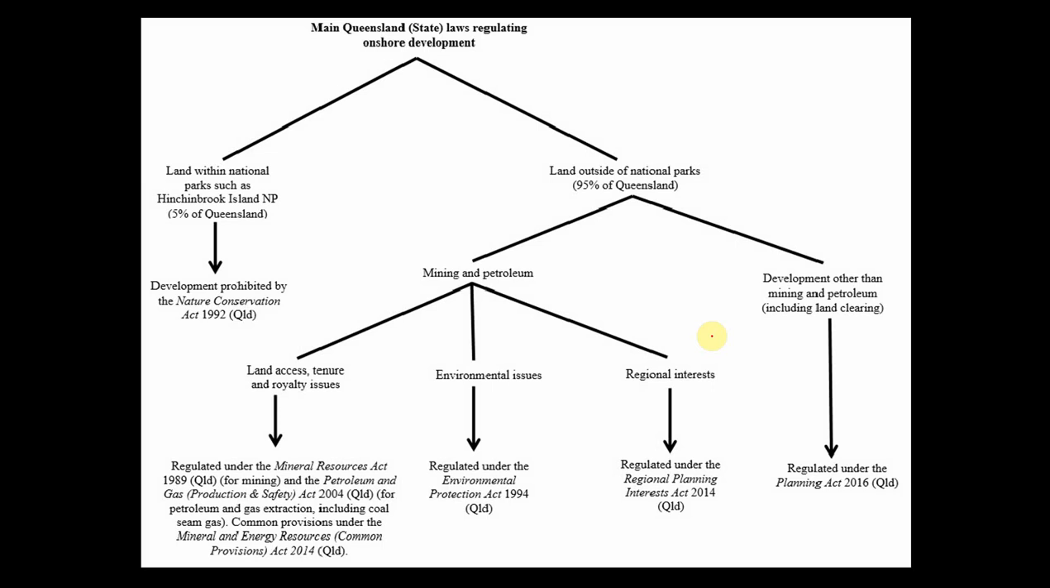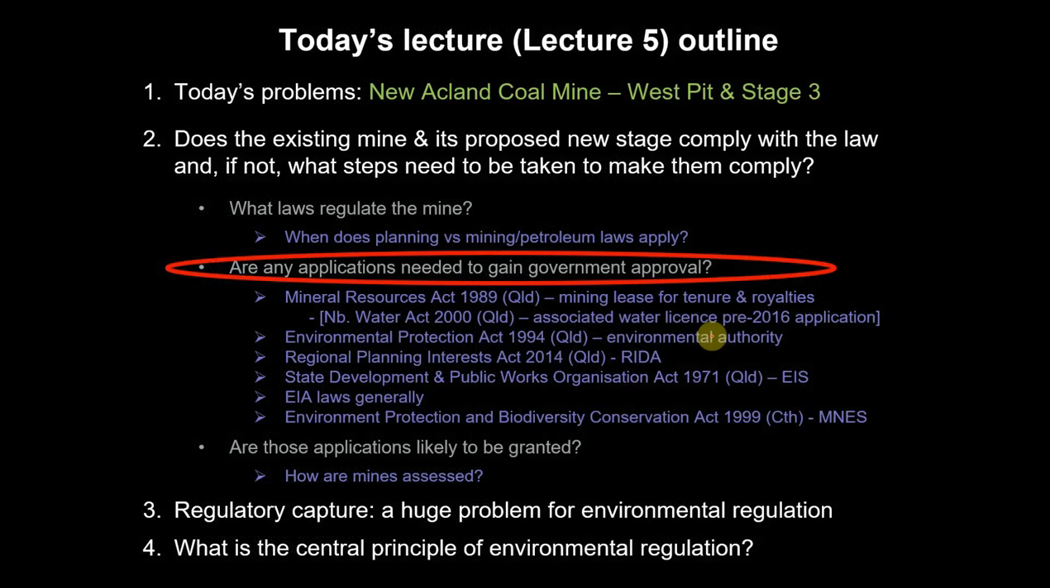Mining and petroleum gets its own special regime, and there's three components now to that regime. There's the land access, tenure and royalty issues, and that's regulated for mining under the Mineral Resources Act, for petroleum under the Petroleum and Gas Production Safety Act that we'll talk about in the next lecture. There's also common provisions under the Mineral and Energy Resources Common Provisions Act dealing with compensation and overlapping tenures. So that's land access, tenure and royalty issues. Environmental issues are generally dealt with under the Environmental Protection Act. And then there's this new act, as I said, dealing with regional interests, but particularly protecting farmland. That's the Regional Planning Interests Act 2014. So that little hierarchy, I hope, is helpful for you. I know that the system is confusing. That's the reality of it.